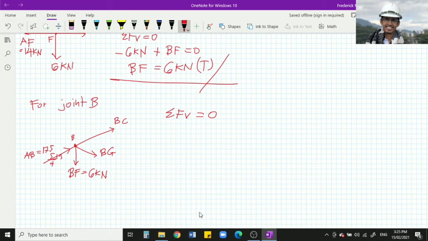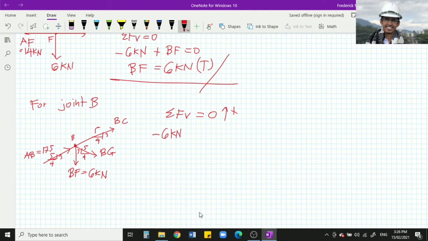So yung gagawin natin dito, that will be BC and BG. Kunin natin yung slope natin dito, will be 3-4-5 din. Same din dito, no? 3-4-5 din ito. Yan. So summation of forces vertical is equal to 0. So yung vertical natin, upward positive. So negative BF, so that will be negative 6 kilonewton.